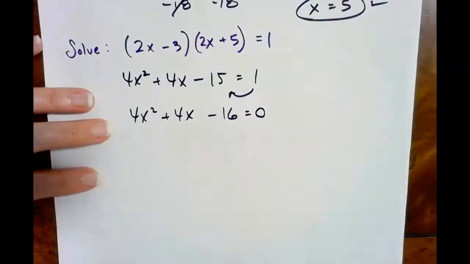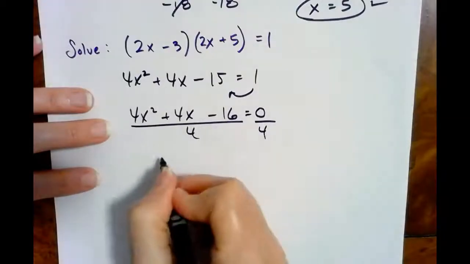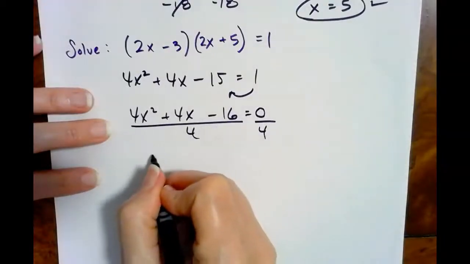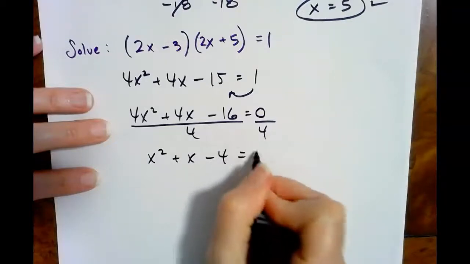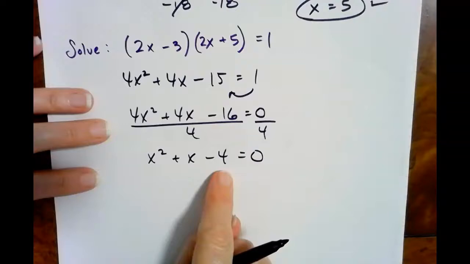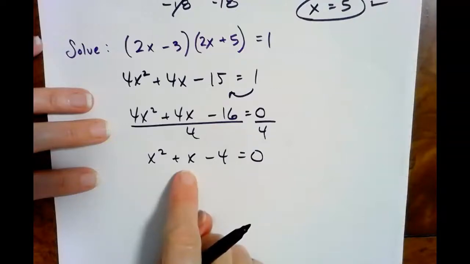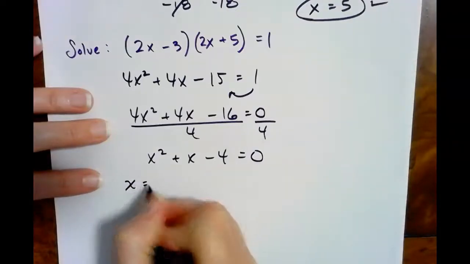Now from here, this is quadratic. It appears that we can, first thing, get rid of a 4. And when we do that, we will have x squared plus x minus 4 equals 0. So are there factors of negative 4 that add up to 1? No, so it's not factorable. So let's go to the quadratic formula.